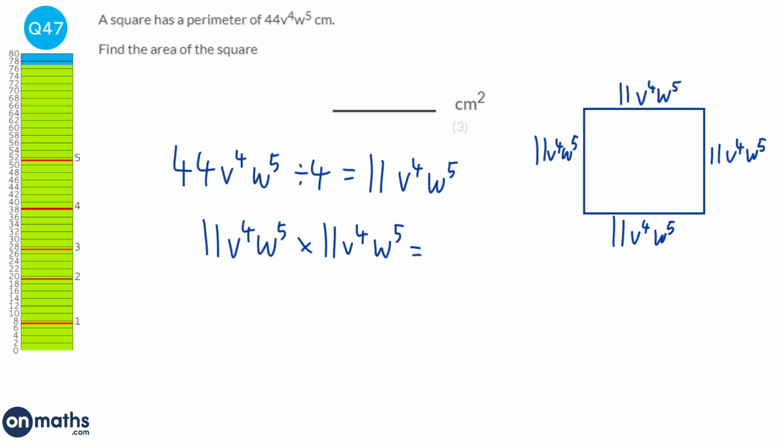Okay, so we're going to times the 11s together, so that's going to be 121. Going to times the v to the power 4s together, and remember with indices, if you times 2 powers of the same base, and they're both v, then we just add the powers together, so that'd be 8. And we're going to add the w to the power 5s together, so that makes 10. So it's 121 v to the power of 8, w to the power of 10.